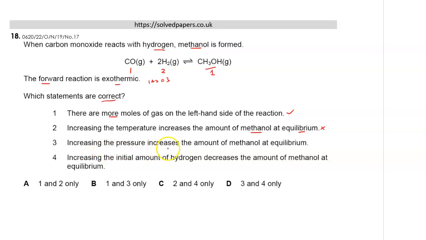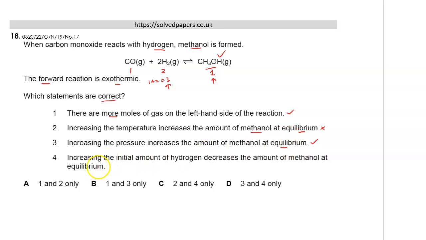Increasing the pressure increases the amount of methanol at equilibrium. This is correct. Increasing pressure, the equilibrium position will shift in the direction of the fewer molecules, and therefore, since on the left-hand side we have 3 compared to 1 on the right-hand side, the product side, at high pressure more methanol will be produced. That's why this is correct.